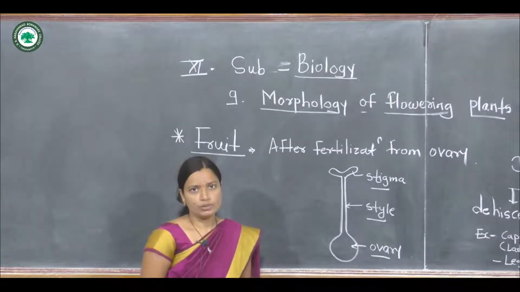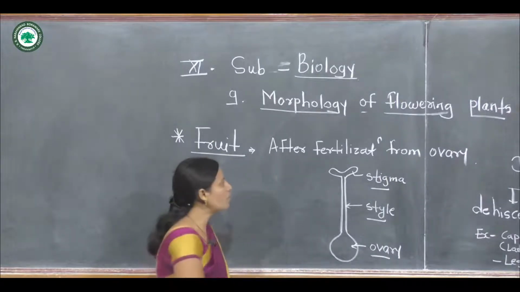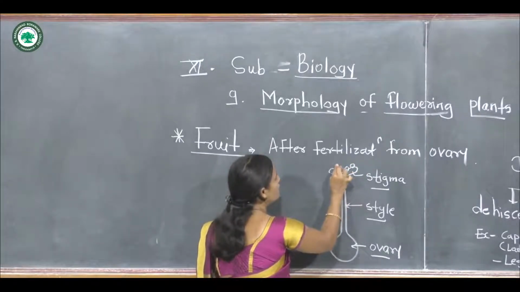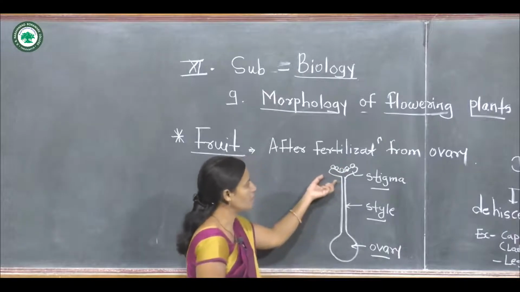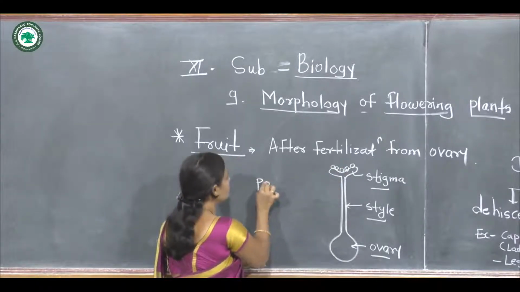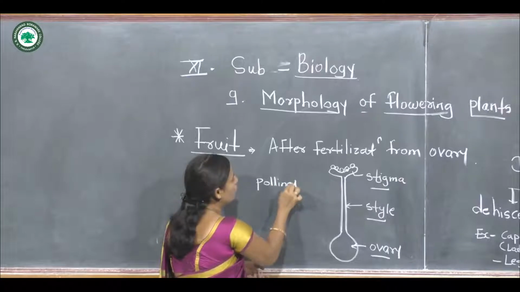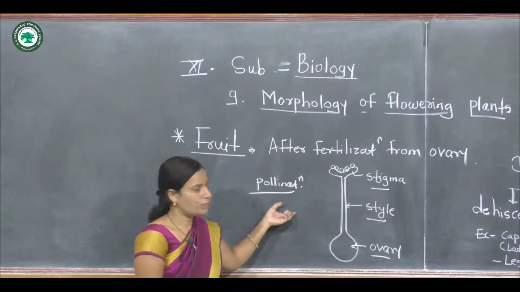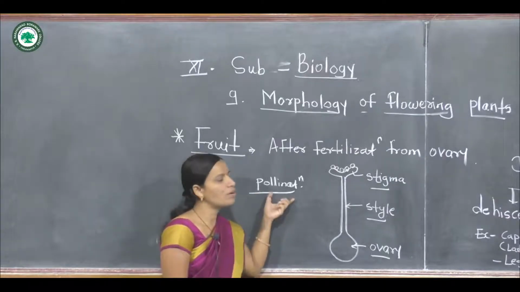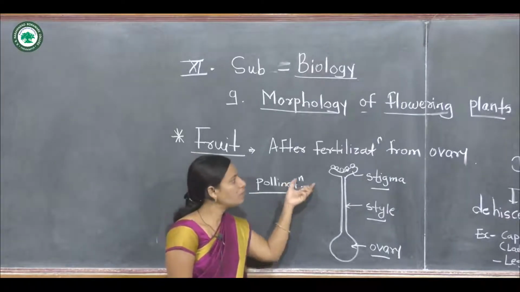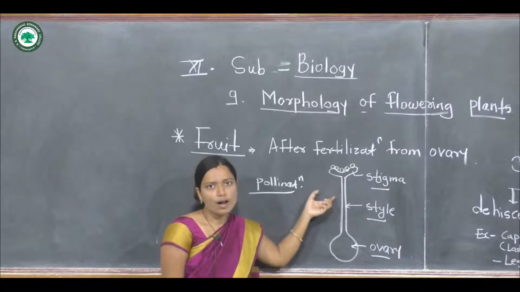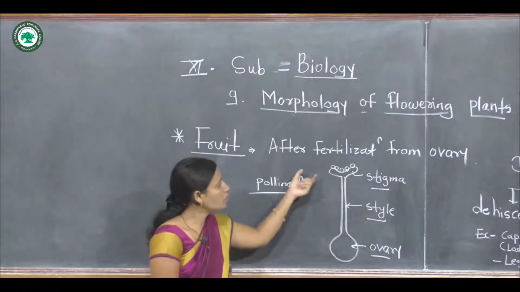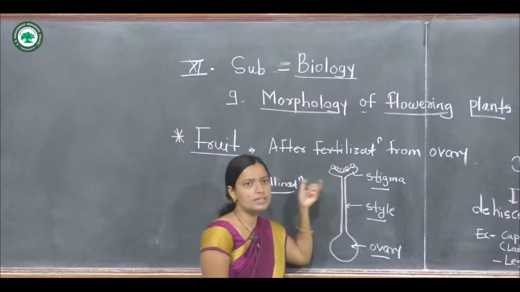Now the fertilization process. At that time the pollen grains are transferred and stick on the stigmatic surface. This pollination process takes place in plants. Pollination is an important process occurring in plants. In this process there is transfer of pollen grains from the anther to the stigma of a flower, and this process is called pollination.